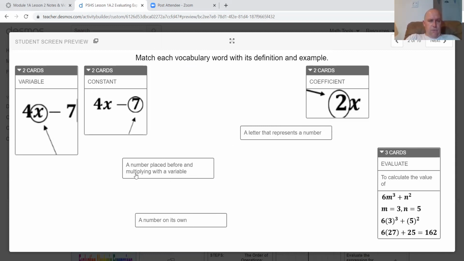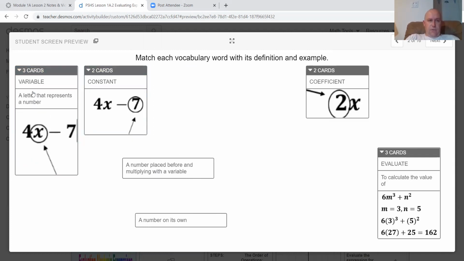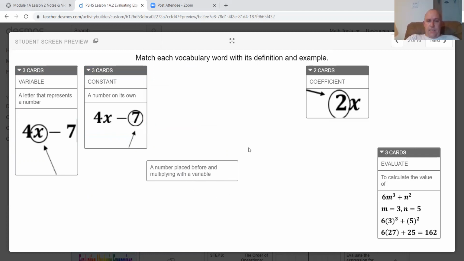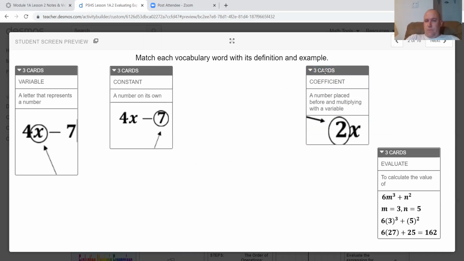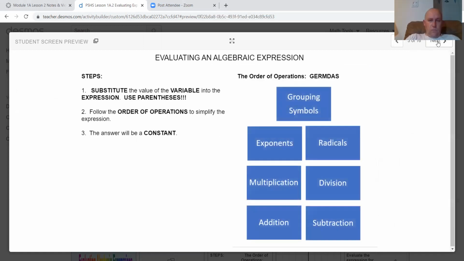A number placed before and multiplying with a variable. A letter that represents a number. So a letter that represents a number, that is a variable. Some of these, it looks like we do have more than one. And actually, it looks like we have three cards. So let's see what we have here. A number on its own, that's the definition for a constant. And a number placed before the x, and we do multiplying there. So I thought it was two cards to begin with, and actually it's four groups of three cards.